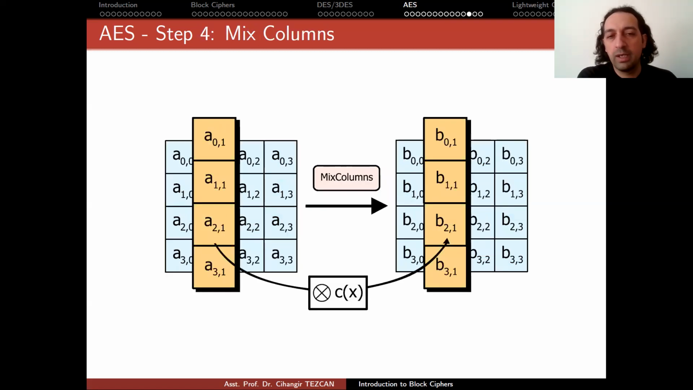Now we need to have a diffusion in the column. So this is performed by the mix column operation. You have the matrix, and you multiply the matrix with every column. So if it is this column, you multiply this matrix with this column and write the result here. So actually, you repeat this process 4 times. So this is how the steps of AES work.